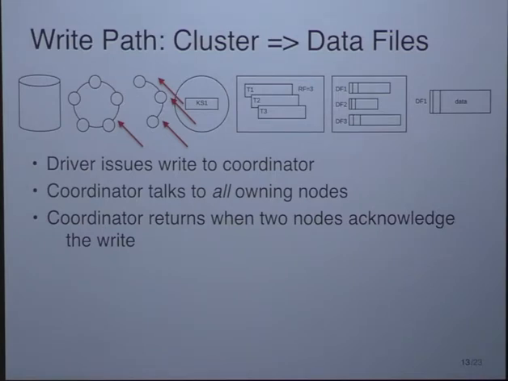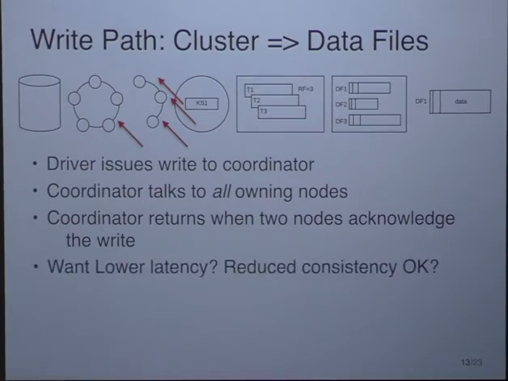So if you do it at quorum, it will wait for 2 of the owning nodes to say, yes, I accepted the write. If you do the write at consistency level of 1, it will wait for only the first node that acknowledged the write. If you do a consistency level all, it will wait for all 3. If you want lower latency, and you're okay with reduced consistency, you can do it at consistency level 1.